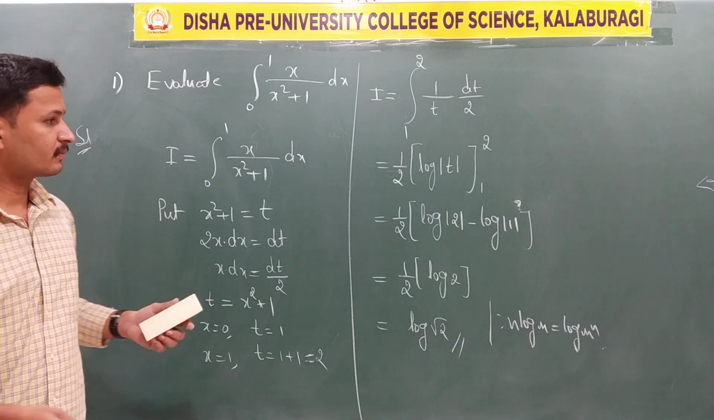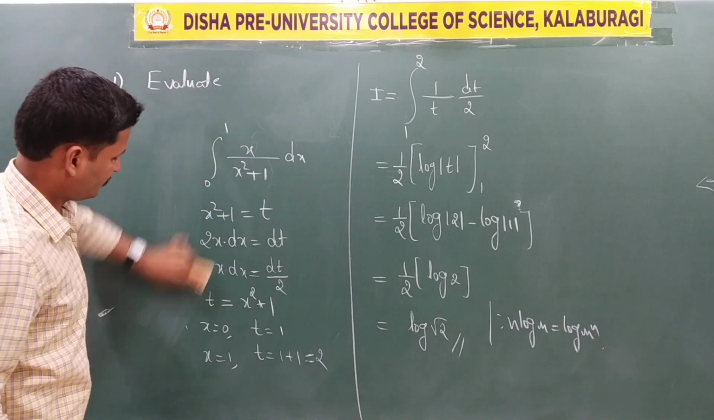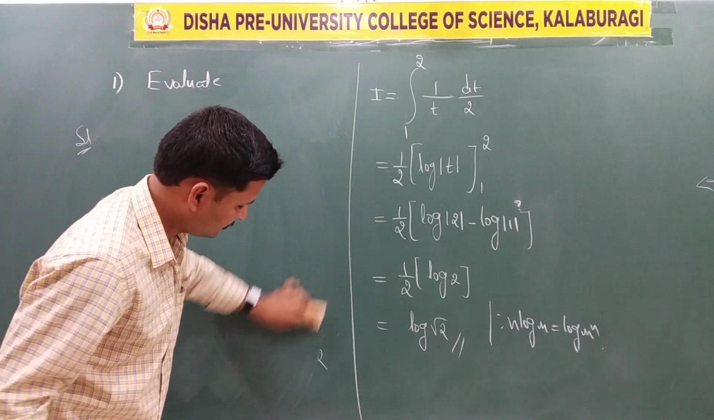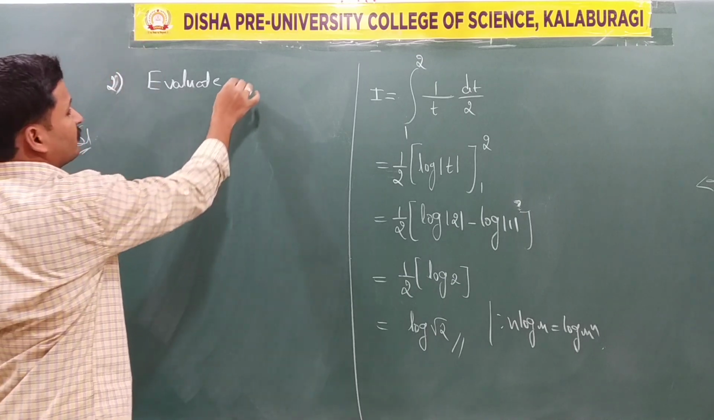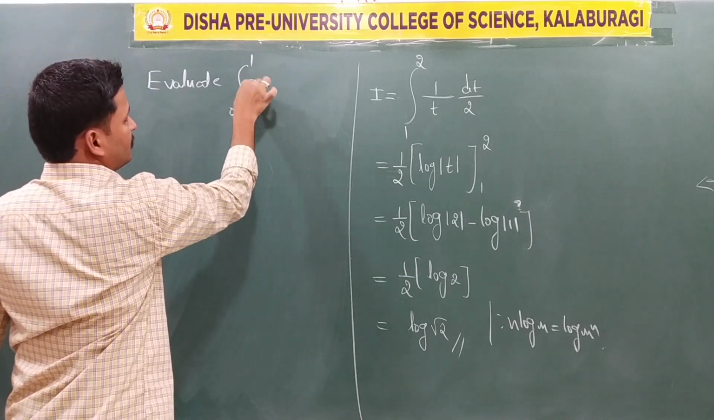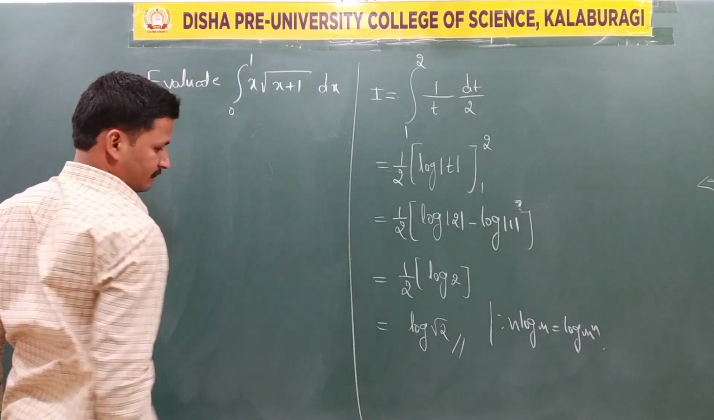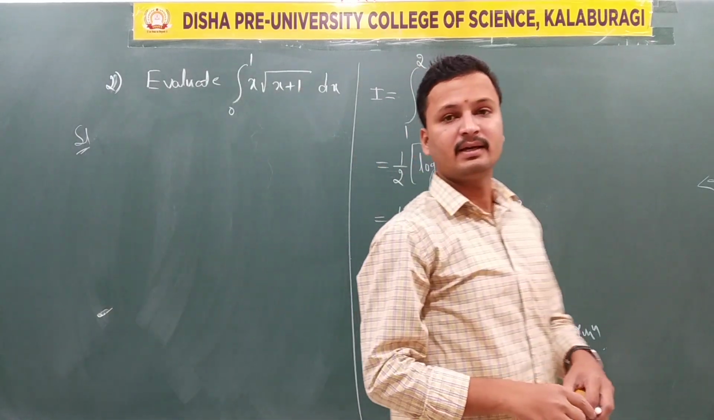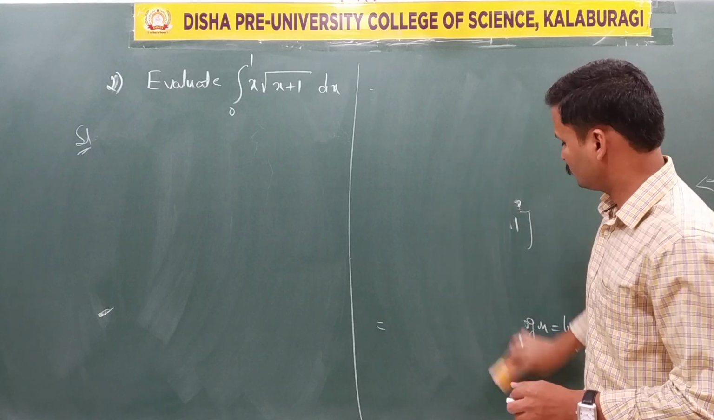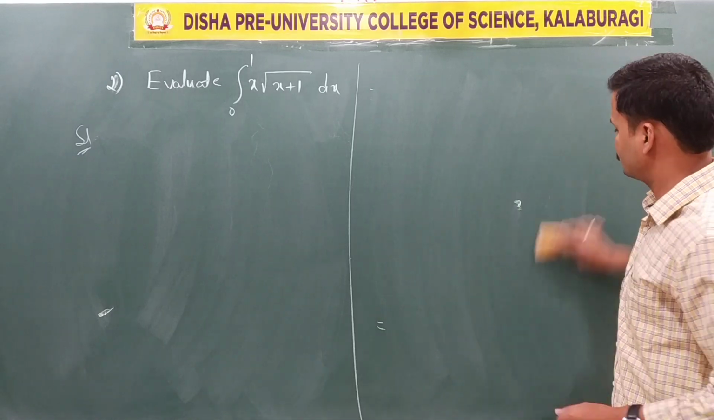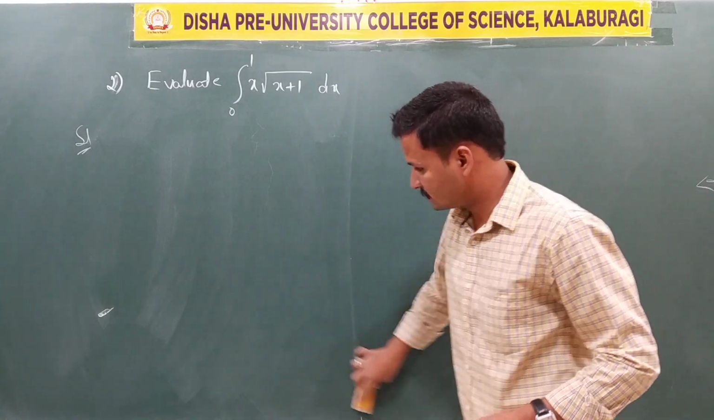Second one. Evaluate the integral from 0 to 1 of x into square root of x plus 1 into dx. Okay, evaluate the integral from 0 to 1 of x into square root of x plus 1 into dx.